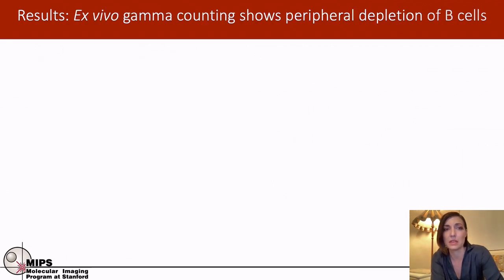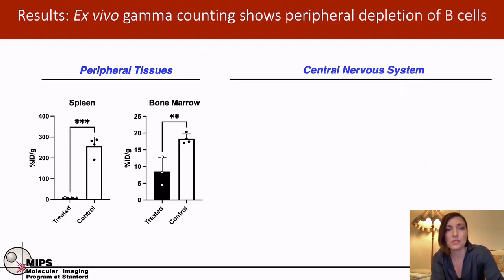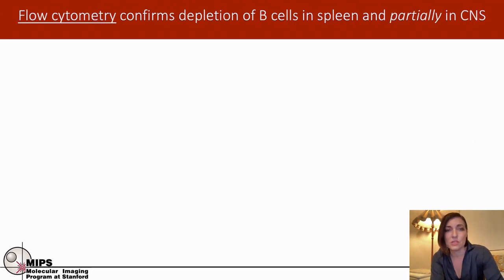So what does that mean? Well, we took all the tissues out of the mice and measured them in the gamma counter just to get a better look and better resolution on this. And what we found was there was still a lot of signal. Well, we didn't get any differences in the brain here. There was nothing in the spleen, still some in the bone marrow as well. And it seems that we still had signal in the CNS tissues.